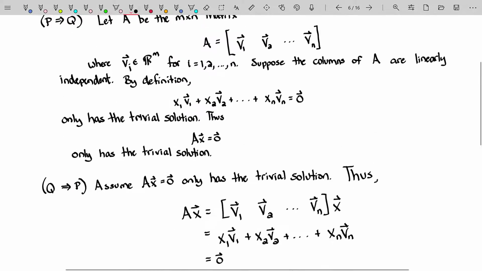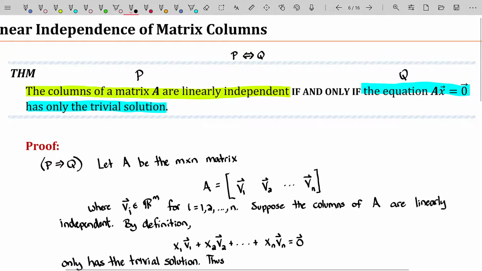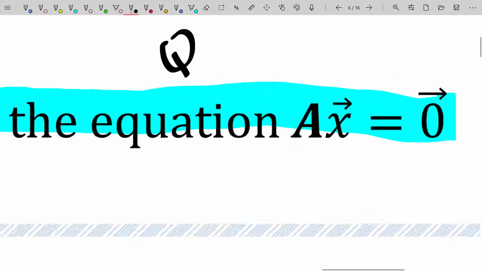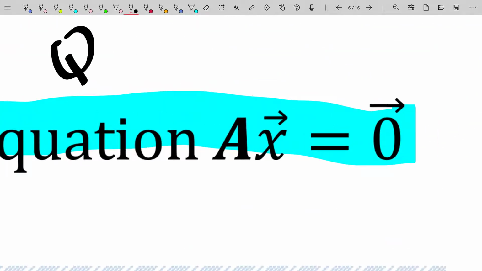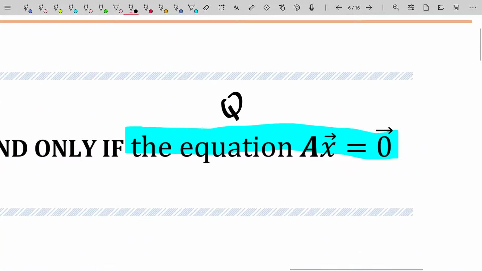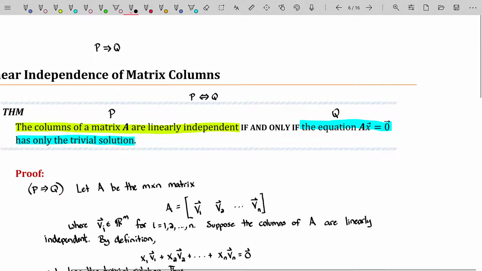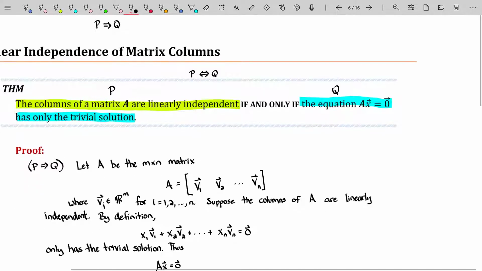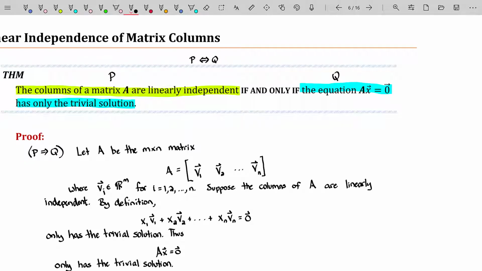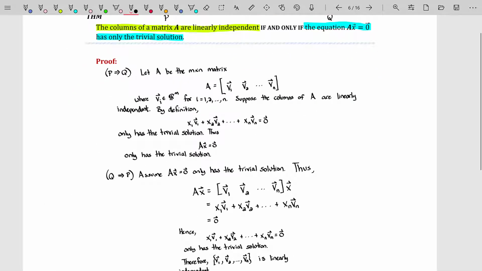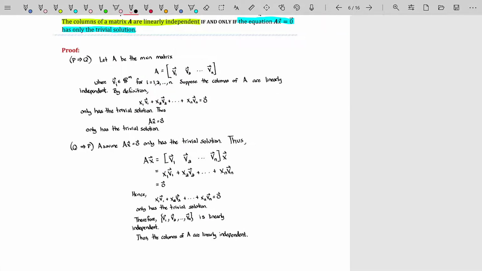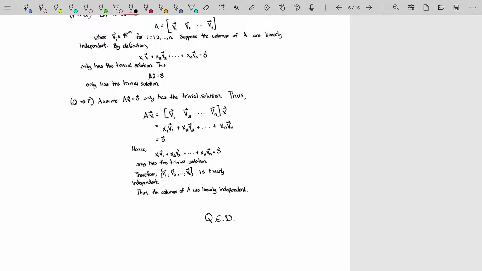We have started by assuming Q, that the equation Ax equals 0 only has a trivial solution. Remember, a little bit of old theory: the homogeneous equation always has at least one solution, the trivial solution. It will always have the trivial solution. But what we're saying is if it only has the trivial solution, then we've just proven that the columns of A must be linearly independent. And that completes both sides of that proof. We are done. QED, quod erat demonstrandum. So it has been demonstrated.